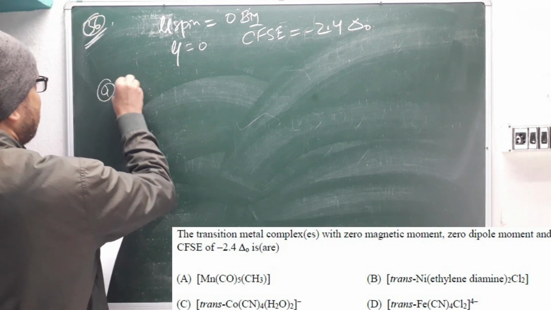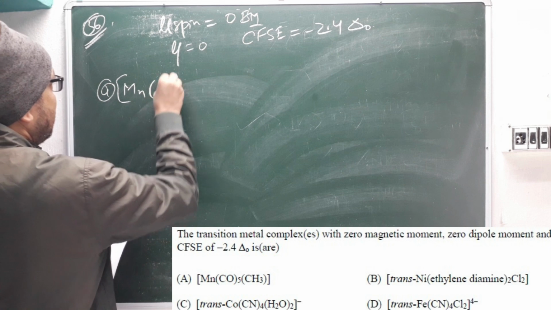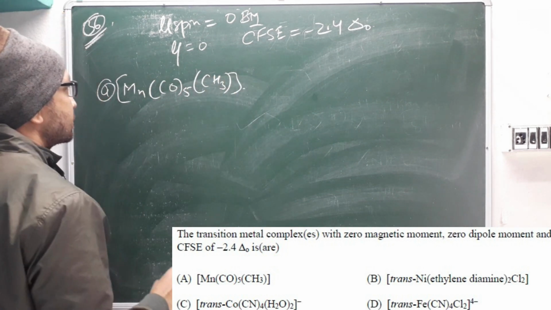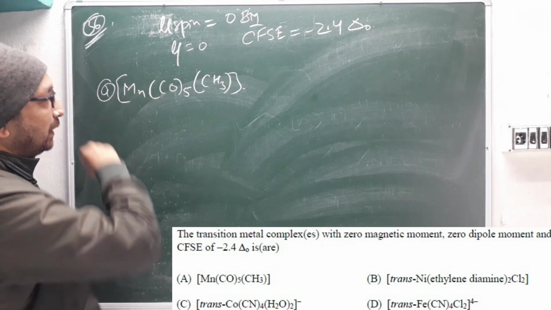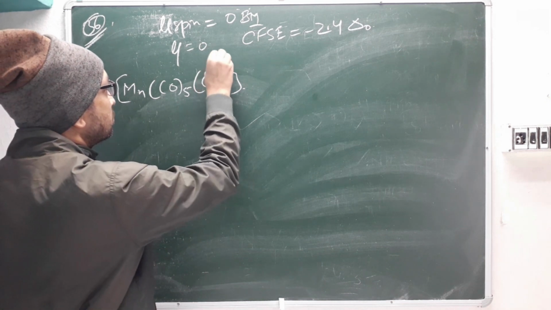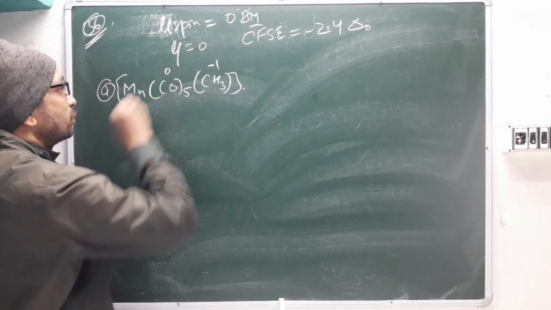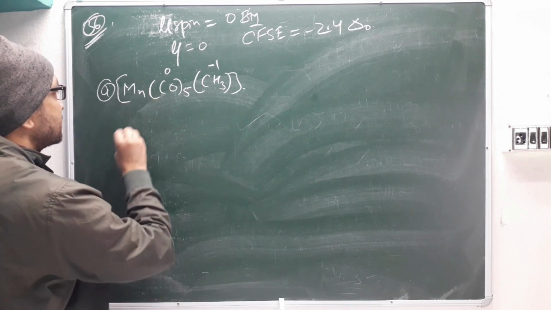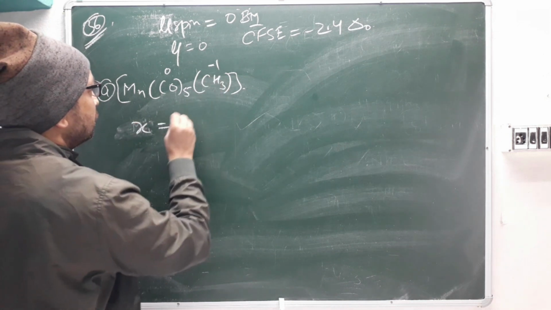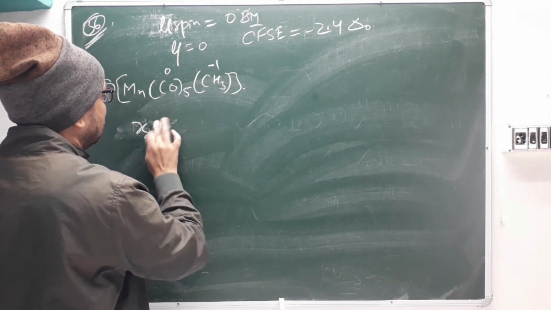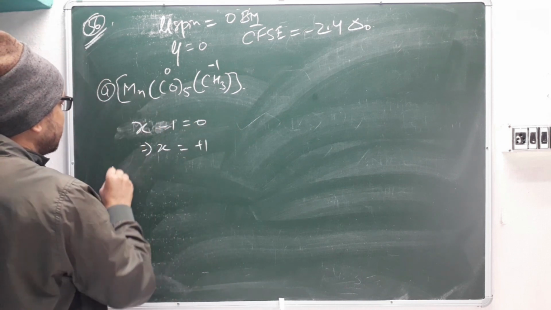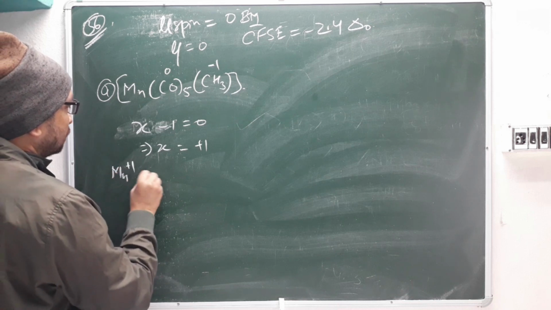So option A, we will write it down: manganese, carbonyl 5, and then CH3. Let me solve this one. For this kind of thing, first we have to find the oxidation number. CH3 will contribute -1 charge. This will be 0 charge. So what will be the charge for this manganese? X plus X minus 1 equal to 0. So X will be plus 1, right? So manganese plus 1.